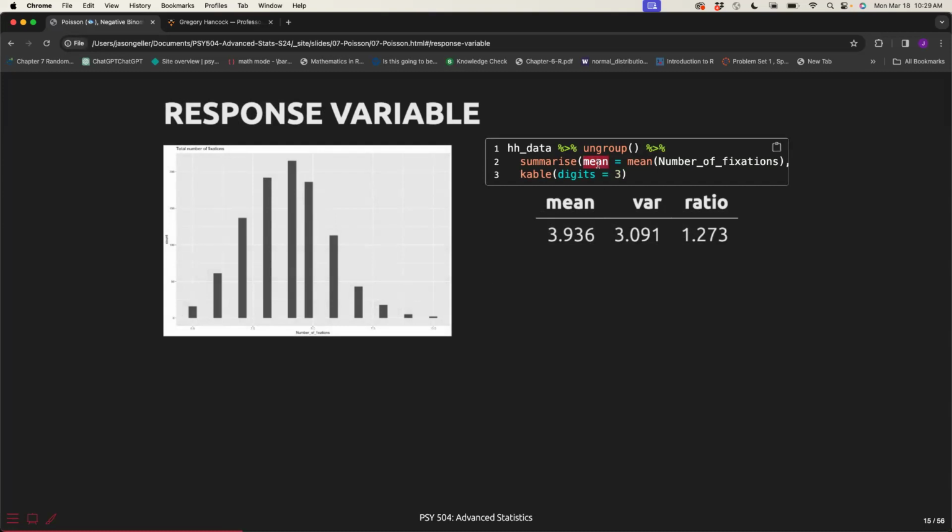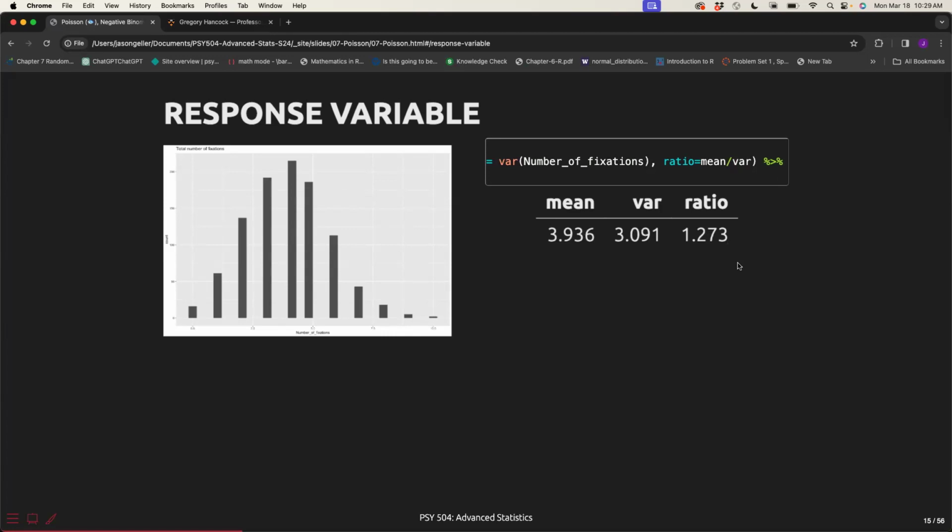So the Poisson regression or Poisson distribution assumes that the mean and the variance are equal to one another, that there's equal dispersion. So what I've done here is I have calculated the mean and the variance for our data set, and I've also calculated the ratio, the mean divided by the variance. And in our particular data set, the mean is 3.9 and the variance is 3.1. And the ratio is 1.27.